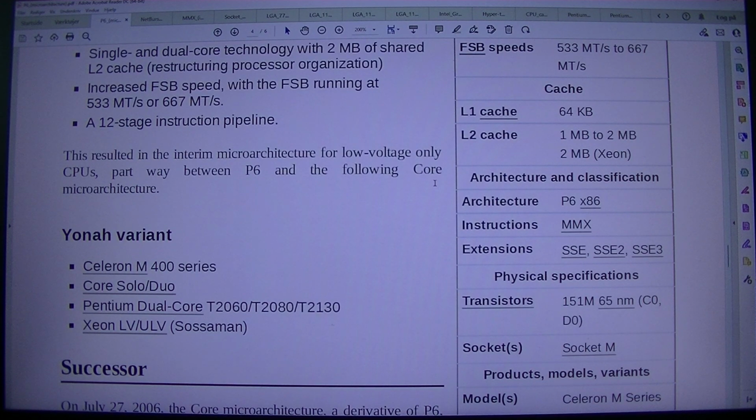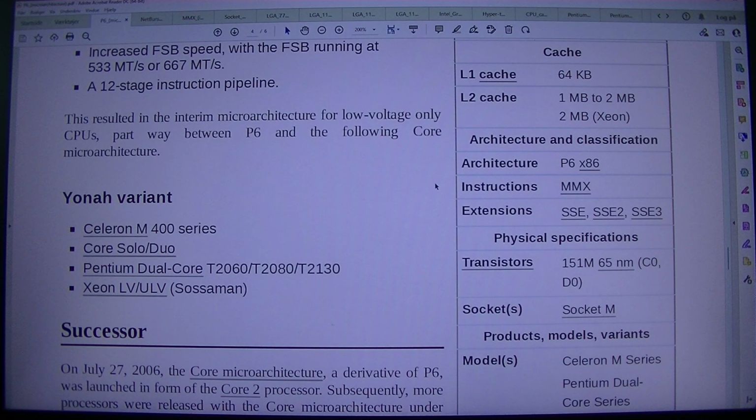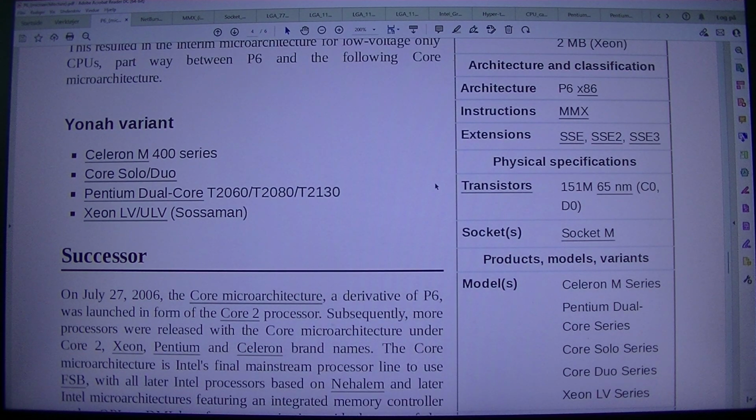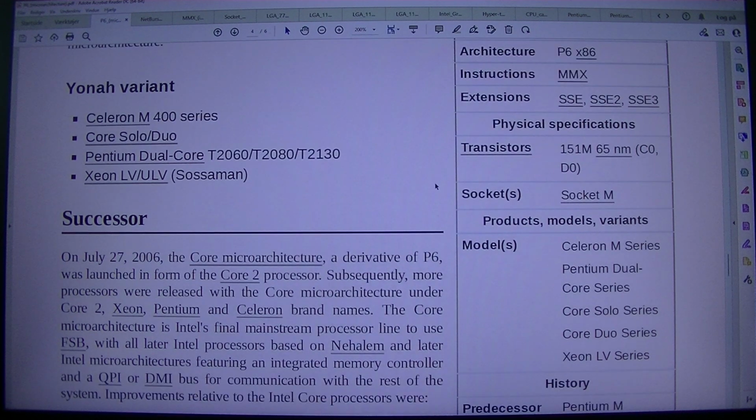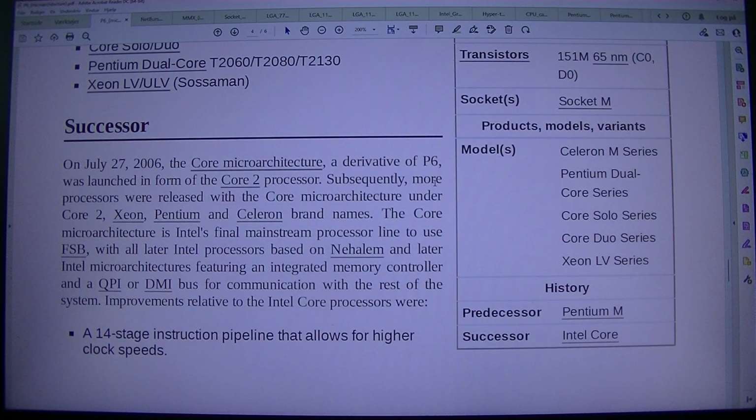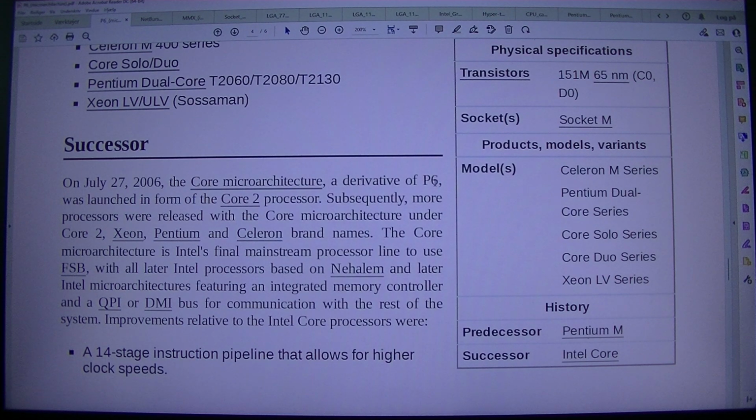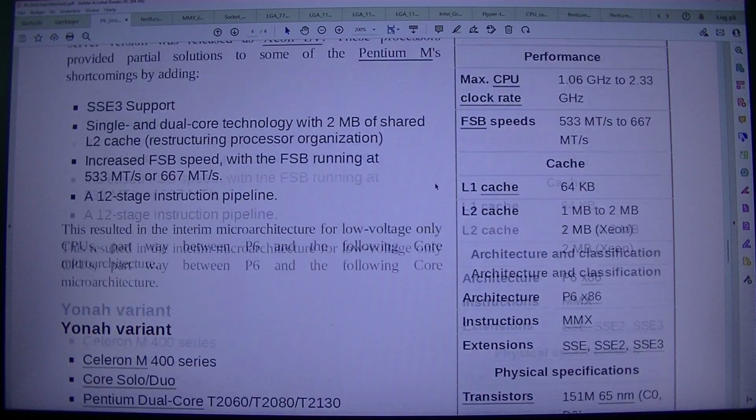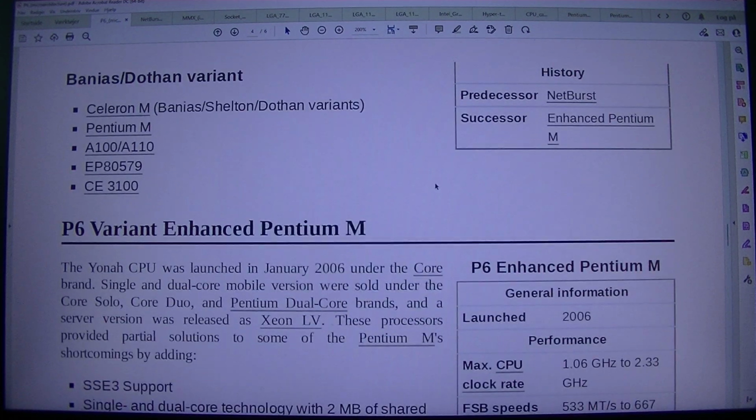Physical specifications: transistors 151M, 65 nm, C0, D0. Socket: Socket M. Products, models, variants. Models: Celeron M series, Pentium Dual-Core series, Core Solo series, Core Duo series, Xeon LV series. History. Predecessor: Pentium M. Successor: Intel Core.